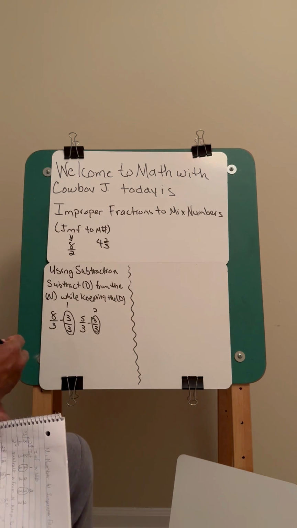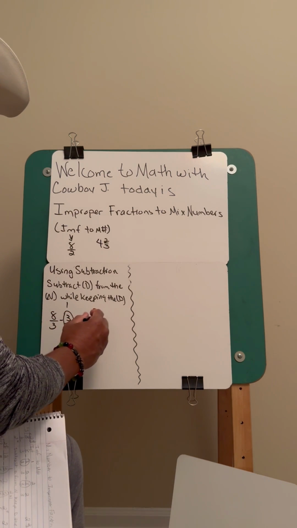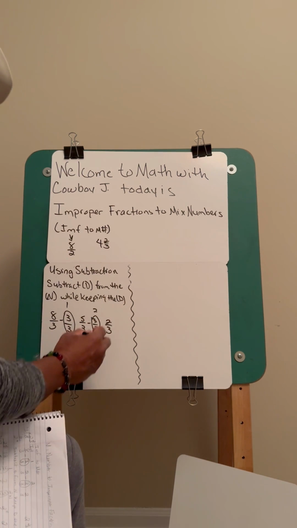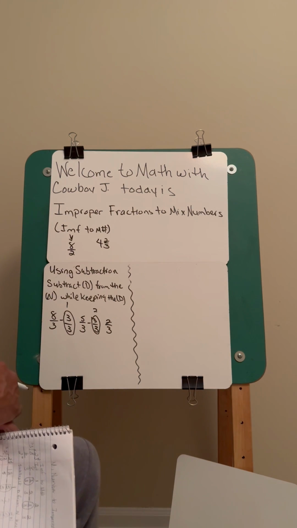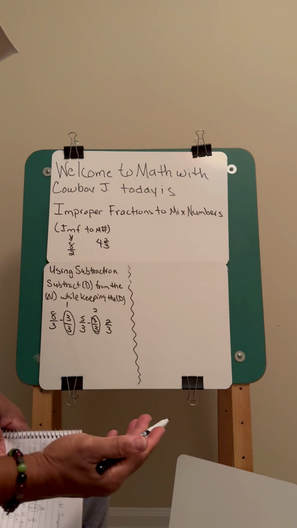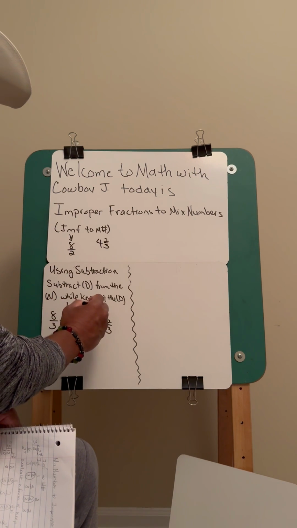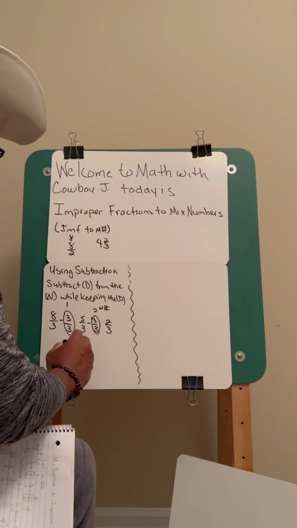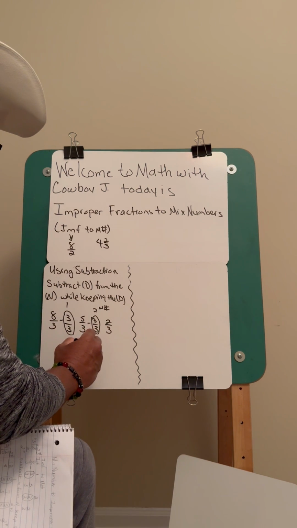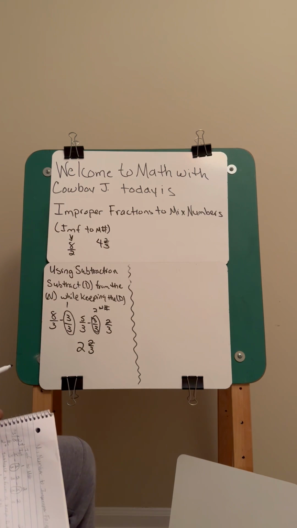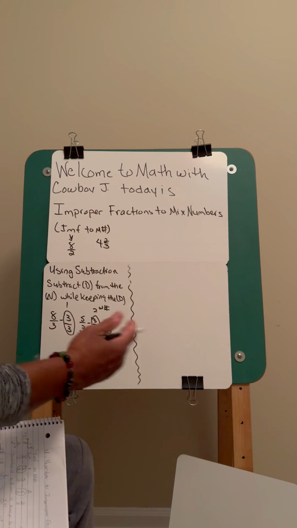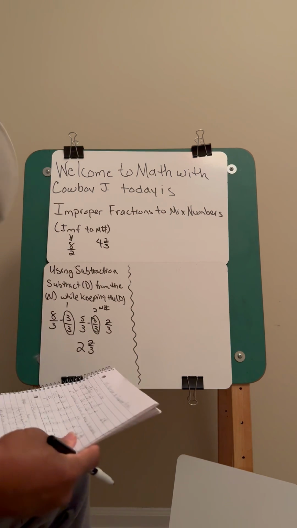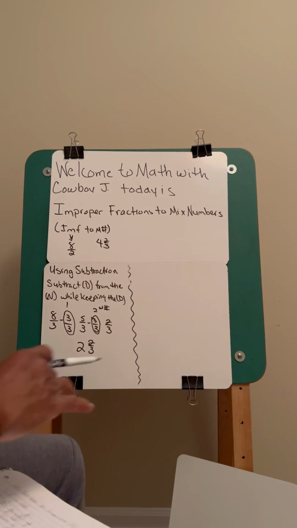So that's my second whole group. 5 minus 3 is 2. Keeping the 3. Is 3 bigger than 2? If the answer is no, I can't subtract anymore. So I'm going to take my 2, that's my whole number, and write it next to my fraction, 2/3. It's just that simple. I'll do another one. Got that? So let's try another one.